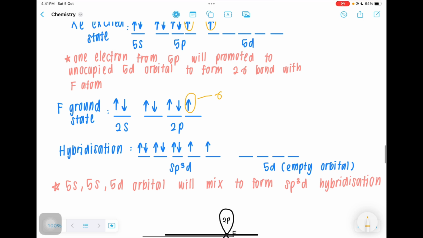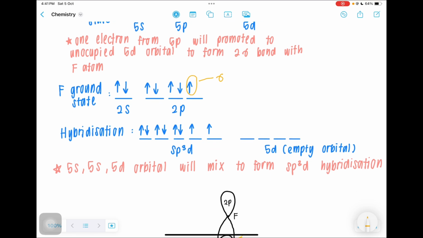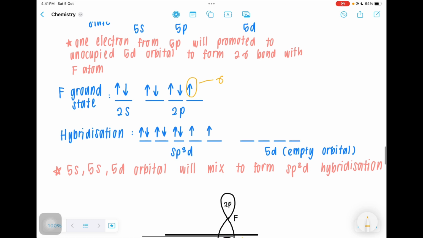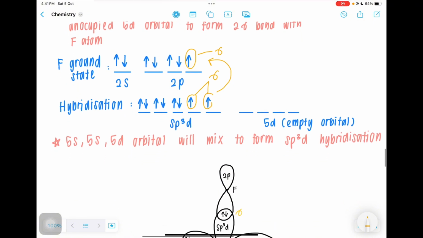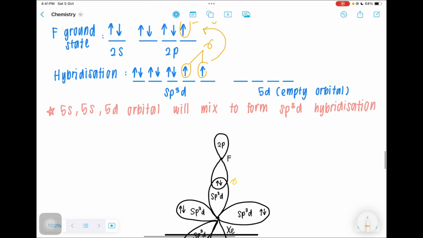And then the hybridization will be sp3d, and there will be a 5d empty orbital. Here it will form a sigma bond with the F atom. So the explanation is that the 5s, 5p and 5d orbitals will mix to form sp3d hybridization.